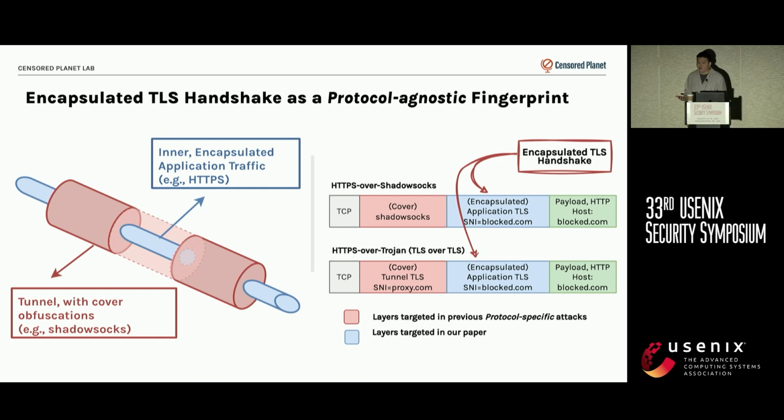If you're using a TLS-based proxy like Trojan, the tunnel itself can also be TLS. In this case, we have two layers of TLS: the red one, the outer tunnel TLS that is visible to the censor, and the blue one, the inner end-to-end TLS that is encapsulated within the payload of the outer TLS. I want you to focus on this inner encapsulated TLS, especially the handshake part of it. We call this inner handshake the encapsulated TLS handshake. And what we demonstrate in this study is that this encapsulated handshake can actually be a strong fingerprint that provides censors a protocol-agnostic way to detect circumvention traffic.